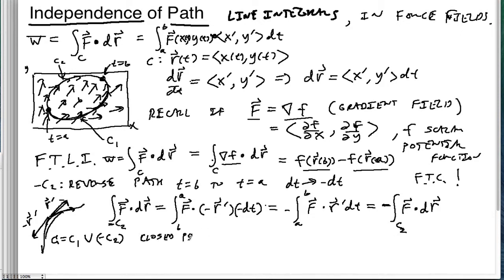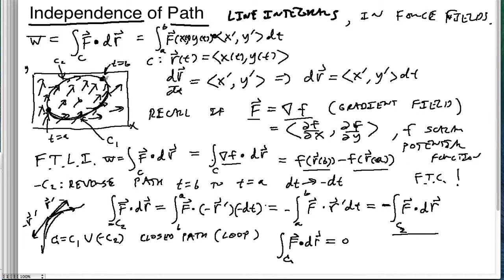Closed path, or what we call a loop. And of course you can easily see that because these two integrals are the same, because they're both independent of path, we can write that the integral over C, this capital C, of F dot dr is going to be 0.